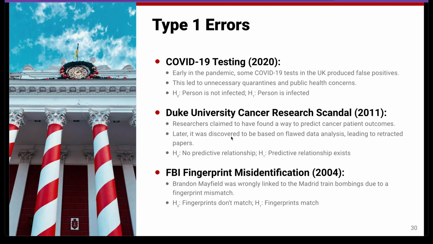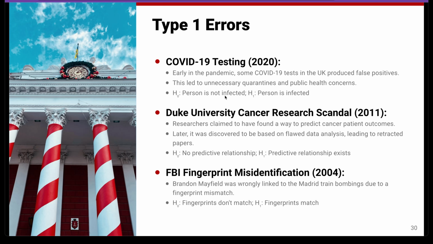So here are some real life impacts of type 1 errors. Early in the pandemic, tests in the UK produced false positives. This led to unnecessary quarantines and public health concerns, and it's just horrible for the public image. The null hypothesis is a person is not infected. The alternative hypothesis is the person's infected. Well, the person was not infected, but it's a type 1 error, so we label them as infected.